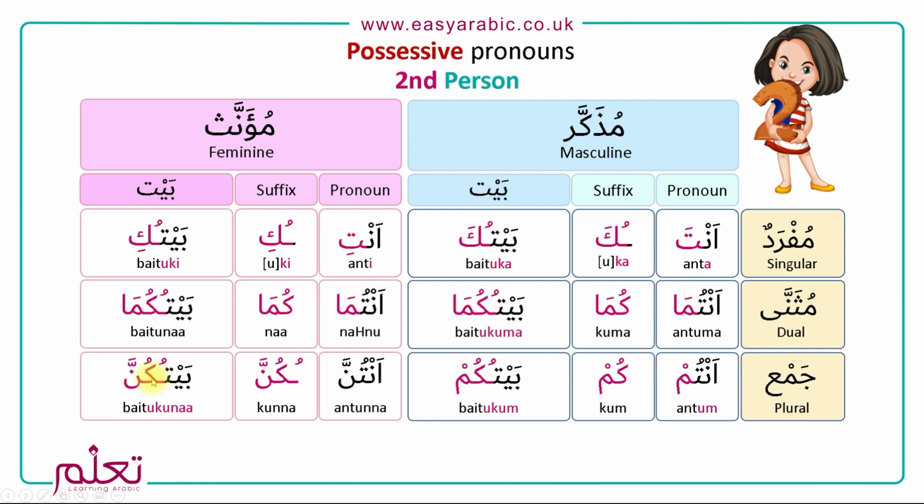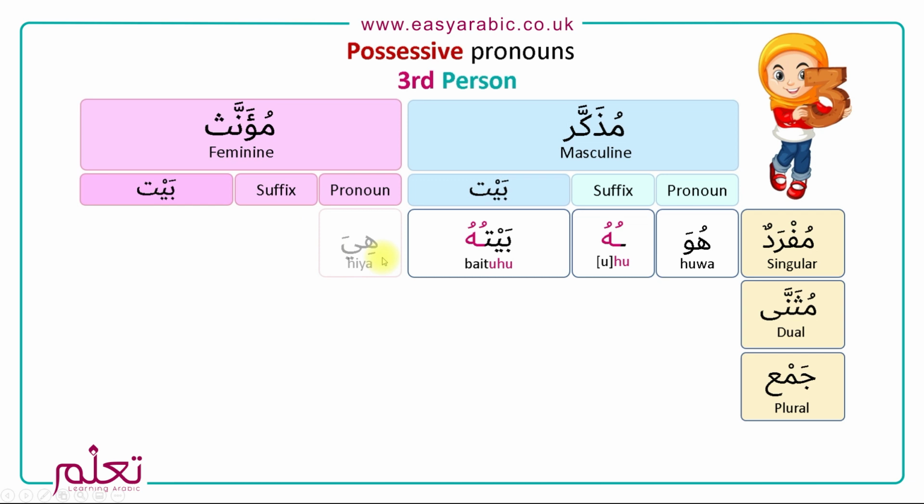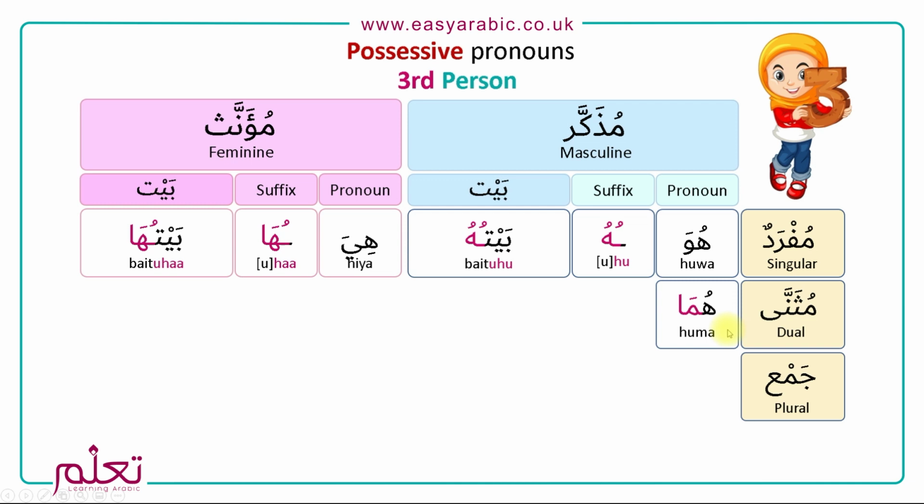And let's look at the third person. So mufrad and mudhakkar, when we talk about the pronoun, it is huwa, which is he. The suffix that applies is hu. So that would become baytuhu. Mufrad al-mu'annath, it's hiya, which is she. The suffix is ha, and that would become baytuha. Muthanna mudhakkar and muthanna mu'annath are exactly the same again. So here, the pronoun is huma. The suffix is the same, huma. So that would become baytuhuma.